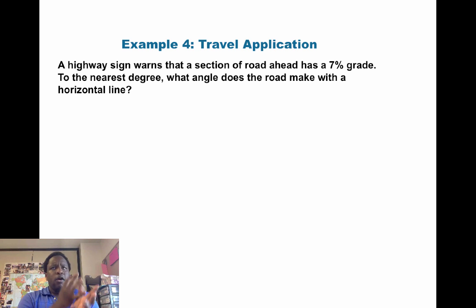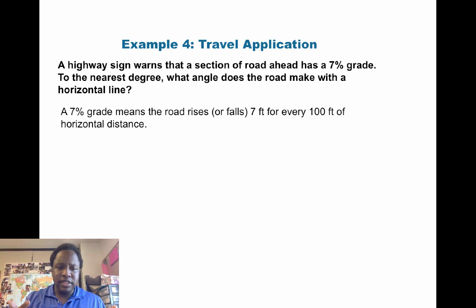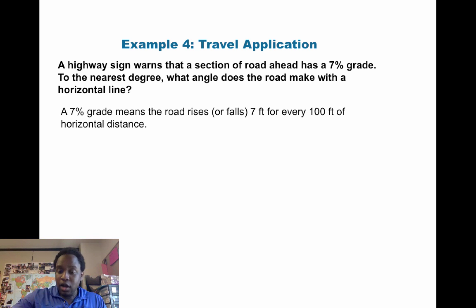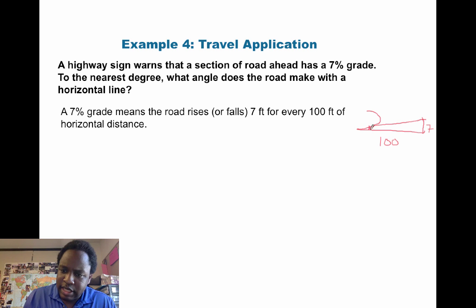Okay, so when you're on the road and you see like 7% grade or 4% grade or something like that, what that means is that for every 100 feet horizontally, the road rises 7 feet. So you would have a triangle kind of like this, that for every 100 feet that you go, the road goes up 7 feet. So that is considered a 7% grade. And what we're trying to figure out is what is that angle there.